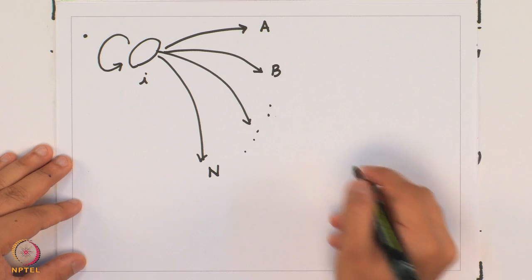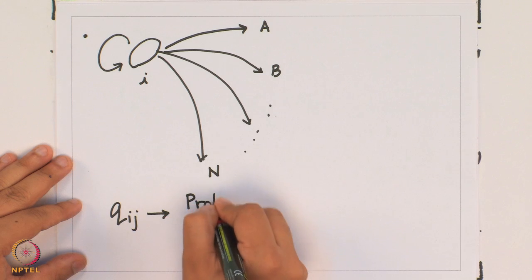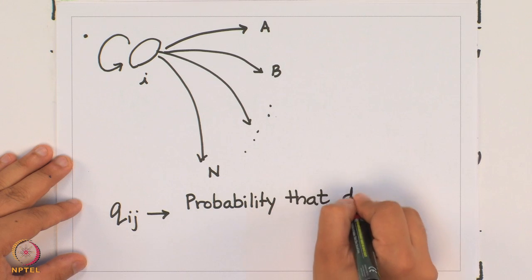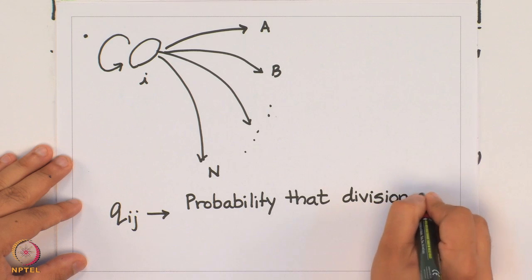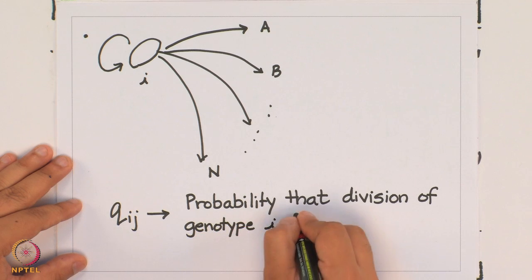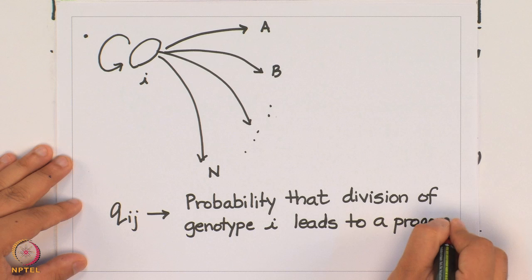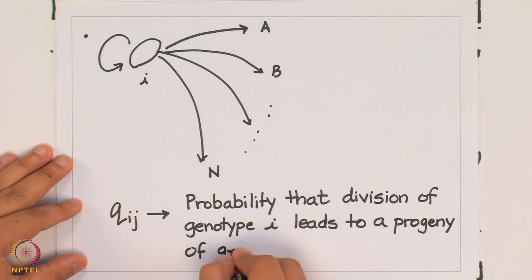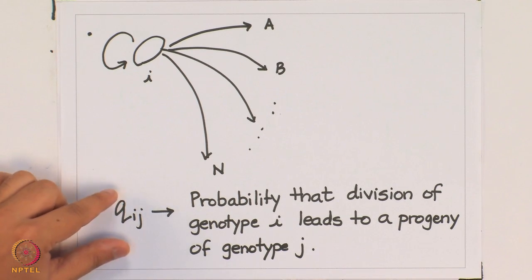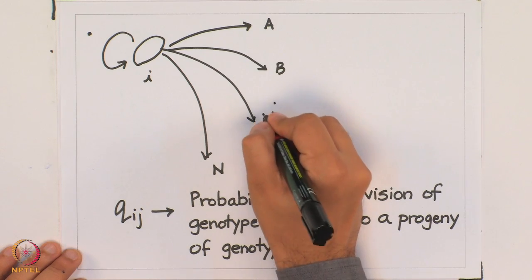To represent this mutational effect, we define a variable Qij, which is the probability that division of an individual which is of genotype I leads to a progeny of genotype J. So, this quantity Qij represents the probability that when I divides, I end up with an individual which is of genotype J.